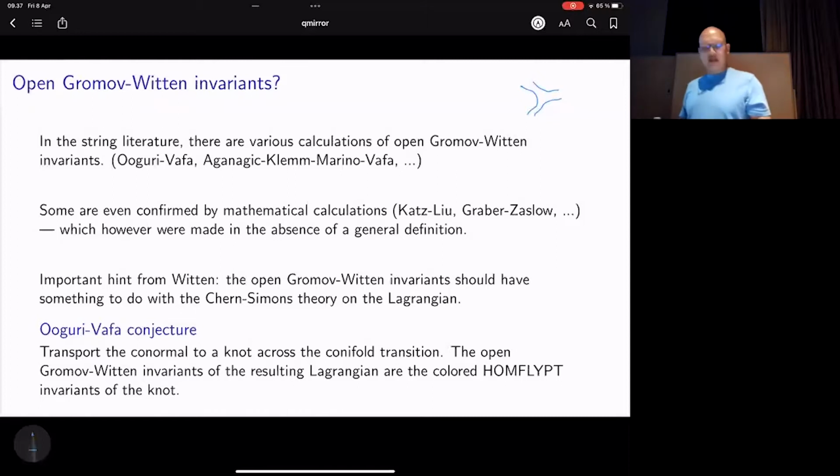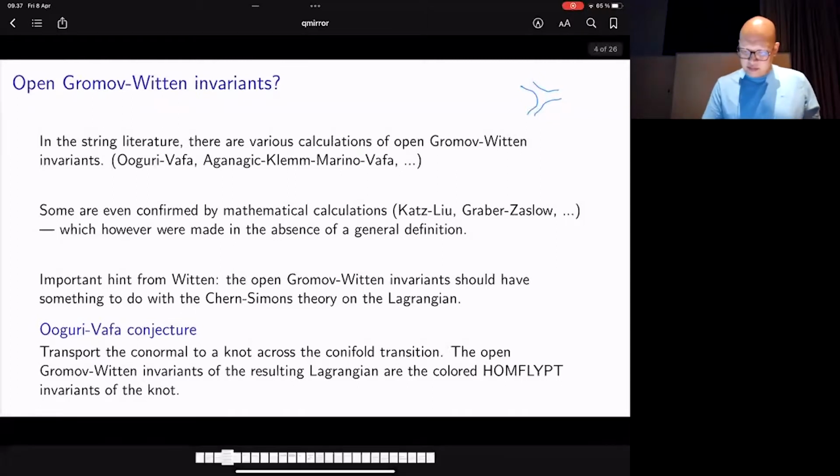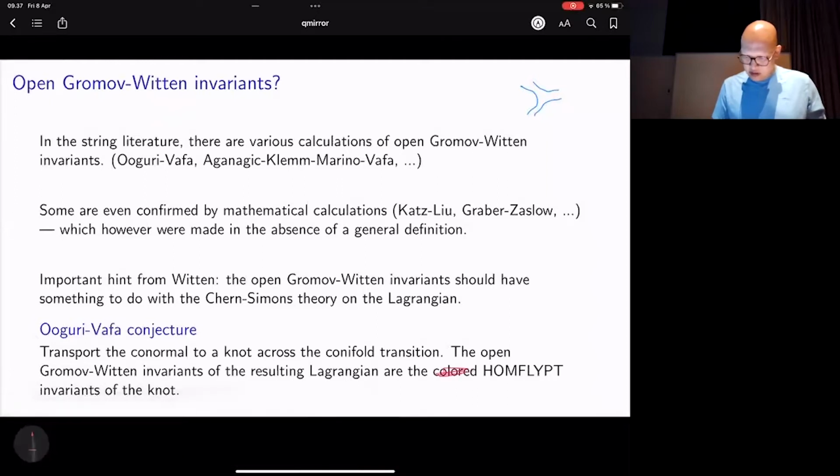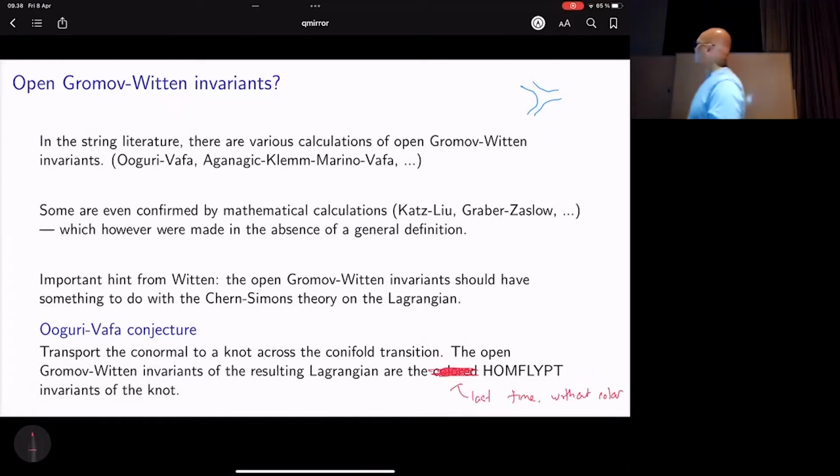Last time when I was here, I discussed a proof of this conjecture in the special case when there was no color. So this was last time, without color. And this time, maybe I will explain how to put the colors back.